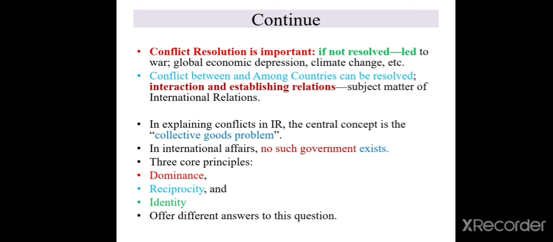And while explaining conflicts in IR, the central concept is known as the collective goods problem. The collective goods problem is the problem of how to provide something that benefits all the members. I have already told you that international affairs has an absence of world government, and in order to resolve these collective goods problems, or conflicts in the international system, there are three core principles: dominance, reciprocity, and identity, which offer answers to these questions.